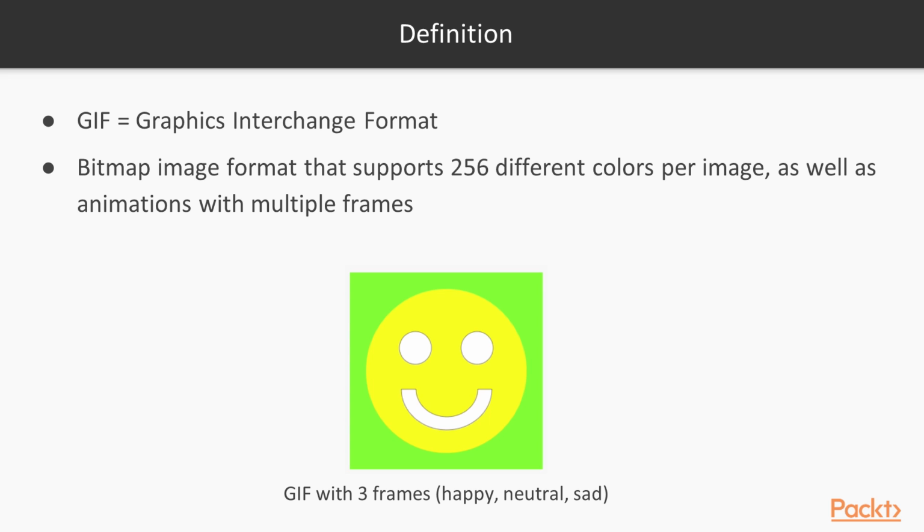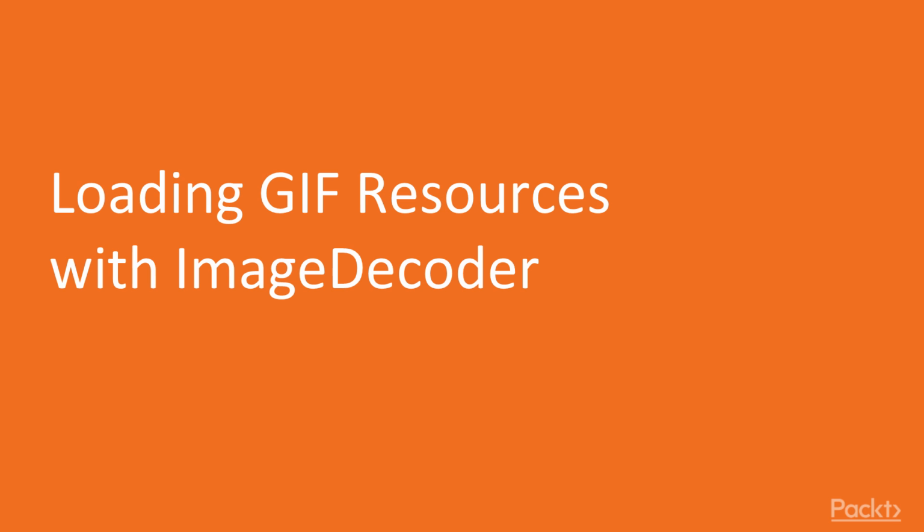On the bottom, down below here, you can see a sample GIF that shows a smiley consisting of 3 frames, representing the happy, neutral, and sad state of the smiley. Because of copyright issues, I just created this image myself. It kind of looks creepy, I just realized it, but anyways, let's move on.